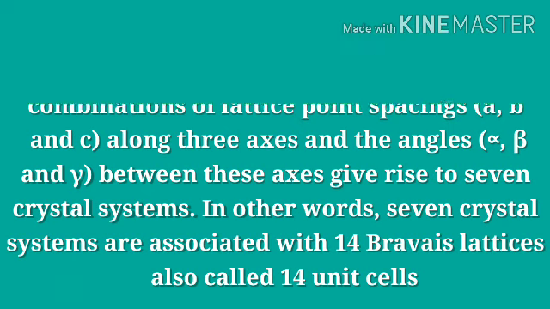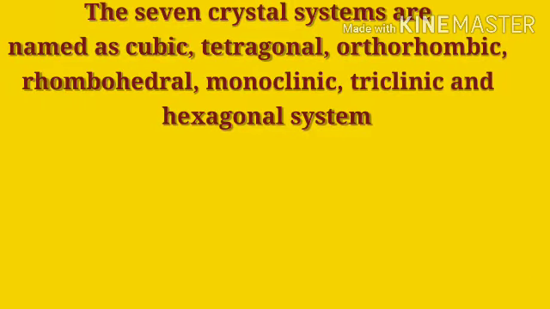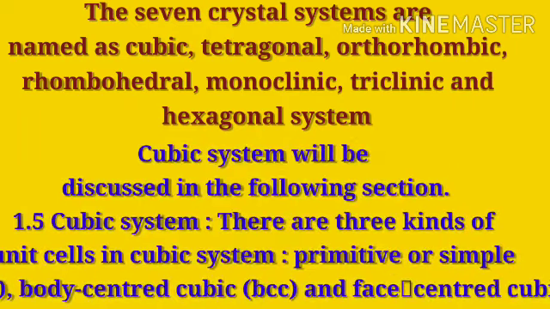The 7 crystal systems are named as cubic, tetragonal, orthorhombic, rhombohedral, monoclinic, triclinic, and hexagonal system. Cubic system will be discussed in the following section. Cubic system. There are 3 kinds of unit cells in cubic system: primitive or simple cubic, body-centered cubic, and face-centered cubic, which are abbreviated as SC, BCC, and FCC respectively.